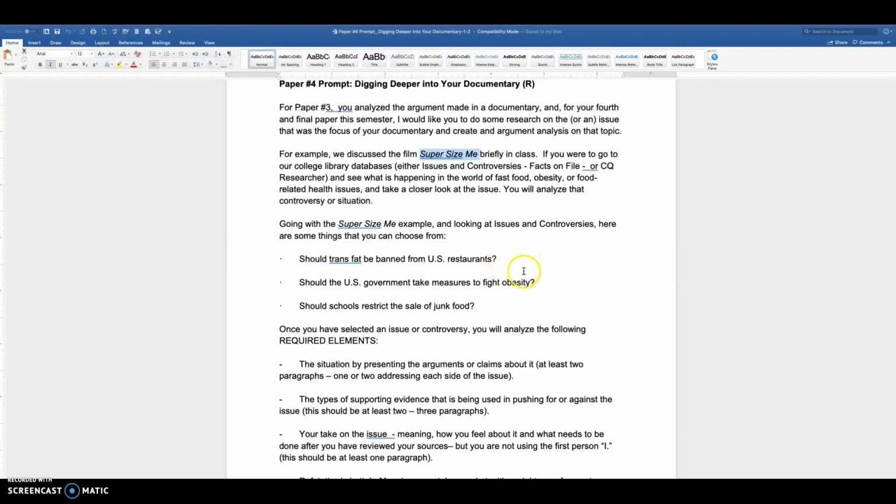Should the government take measures to fight obesity? Should schools restrict the sale of junk food? So those are 3 things that came up just from typing in fast food. I think I typed in fast food and obesity. Now, let me show you what the research would look like.